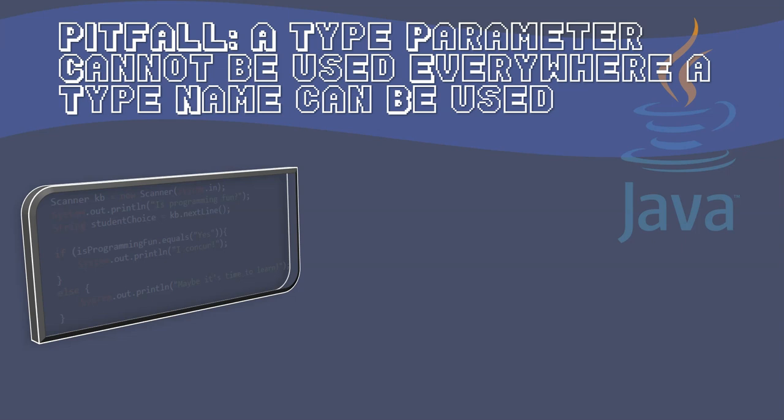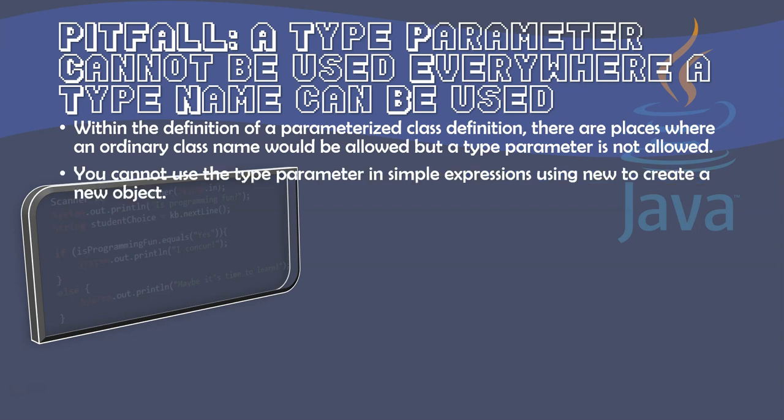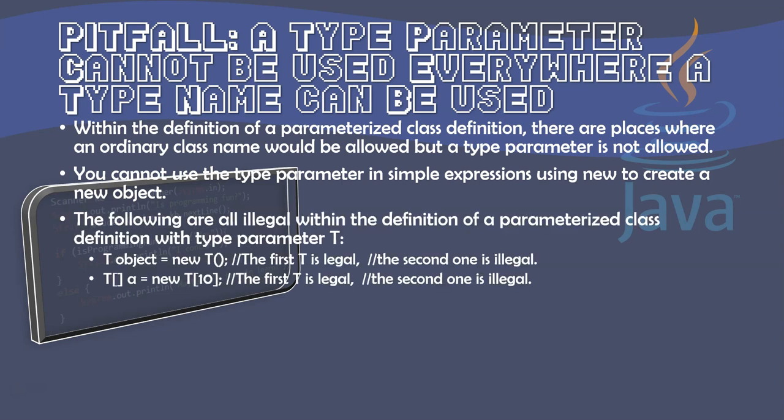Now, the other pitfall to be aware of is that a type parameter cannot be used everywhere that a type name can be used. With the definition of a parameterized class, there are places where an ordinary class name would be allowed, but type parameters are not. For example, you can't use a type parameter in simple expressions using the keyword new to create a new object. So the following would all be examples of things that are illegal. T object = new T(); all right, that first T part there is legal, and the second half of that is illegal.